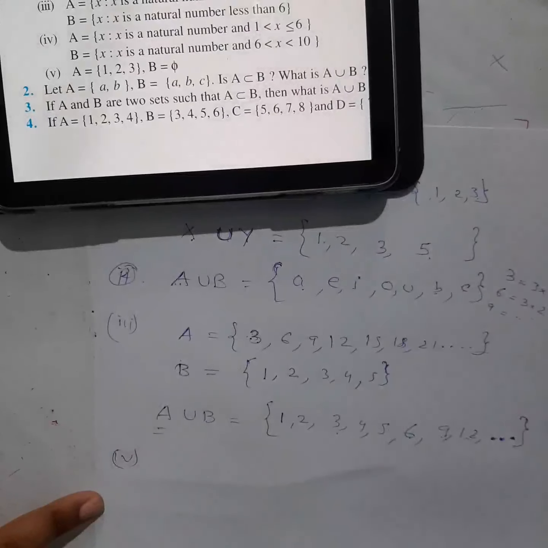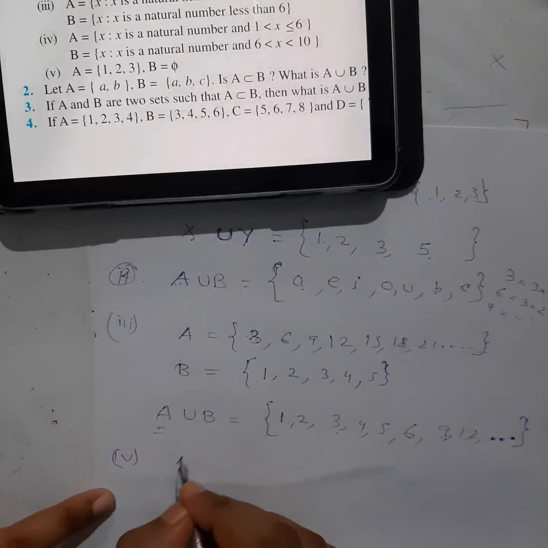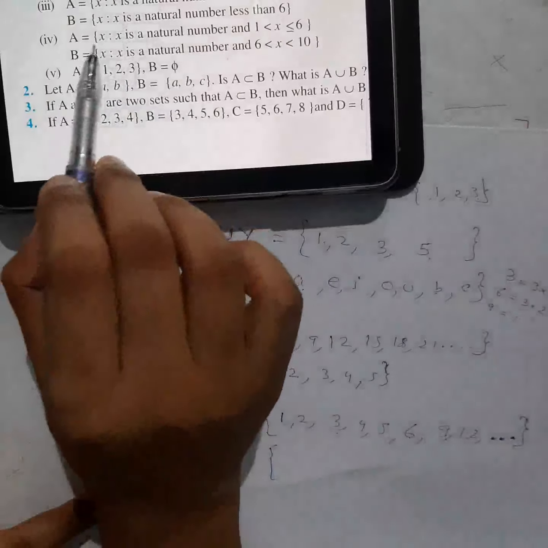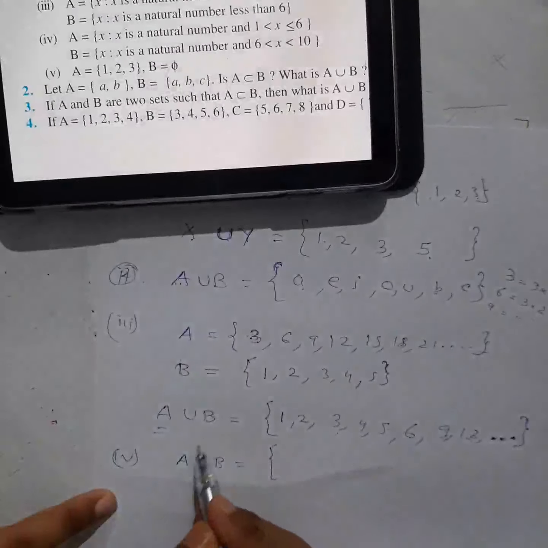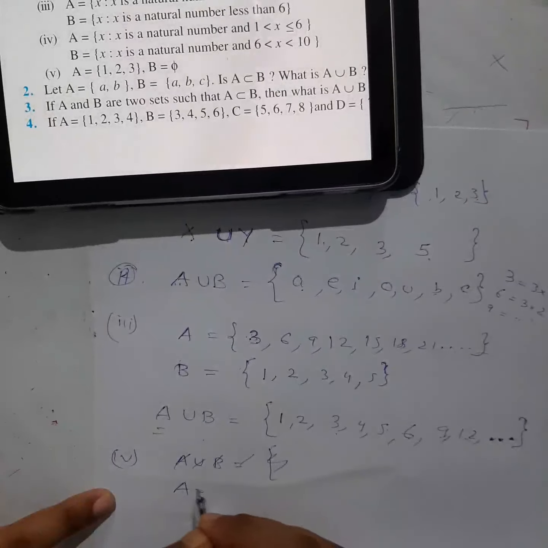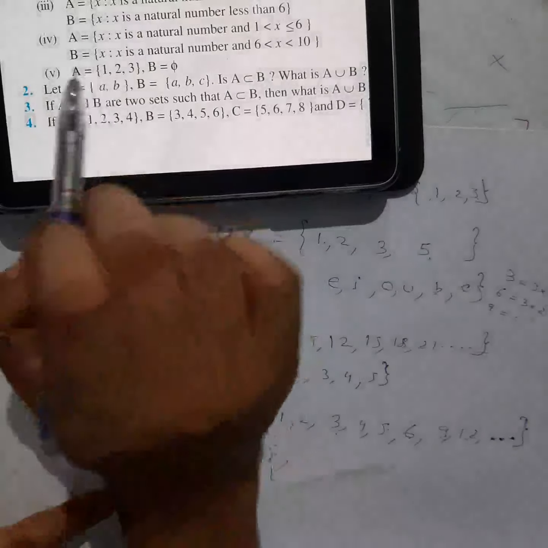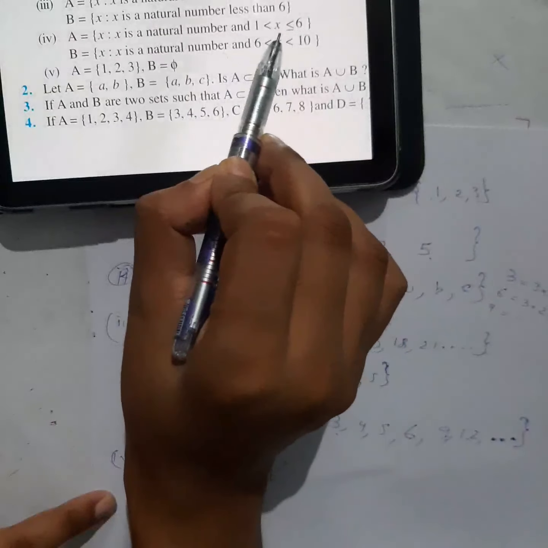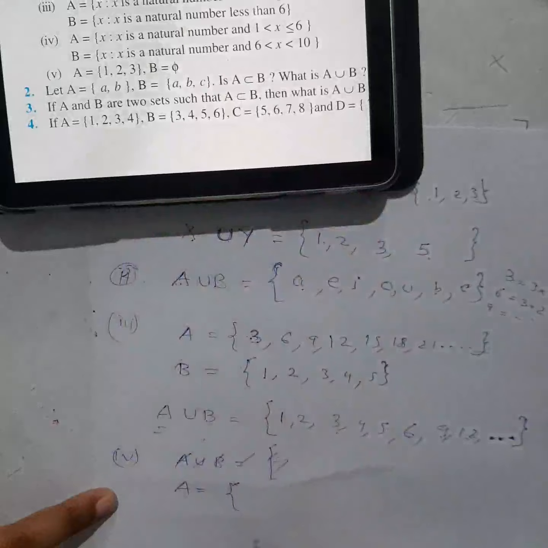Okay, number 4. So I will write directly now. Okay, so A union B here. So what is your A? You can write down separately what A is. Okay, let me write it down. A is equal to what here? X, where X is a natural number and X is less than or equal to 6, greater than 1.